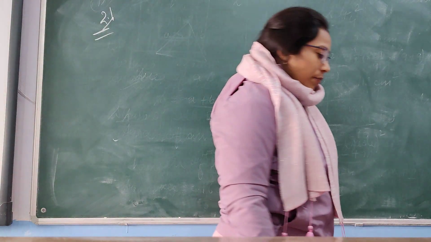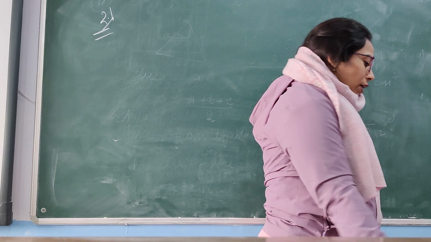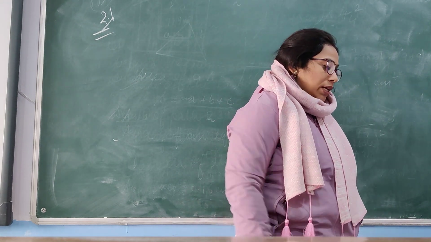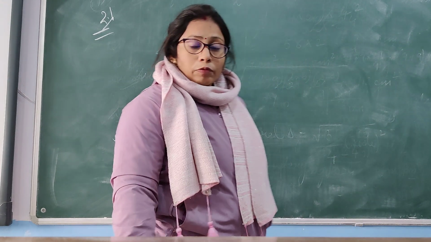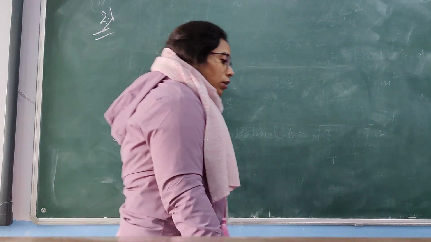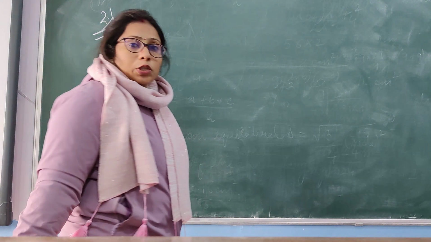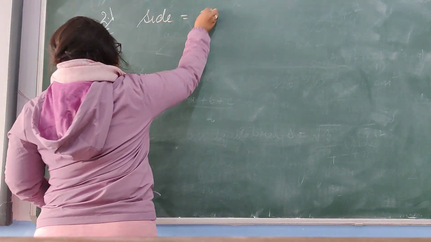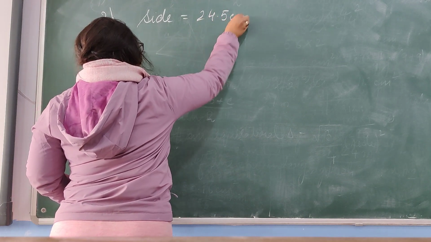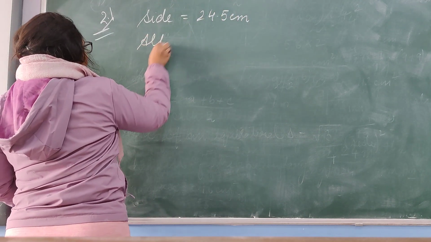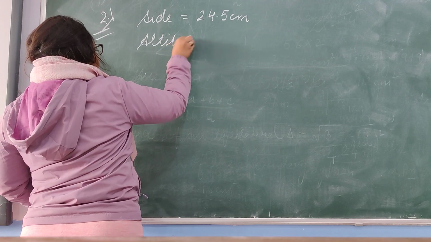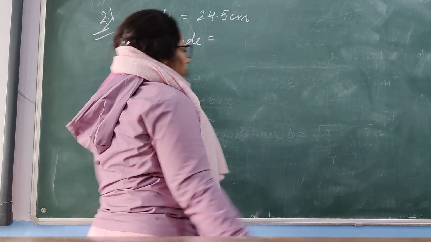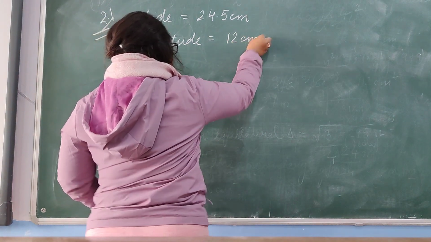Question number 2 says, if one side of a triangle is 24.5 centimeter and the corresponding altitude is 12 centimeter, find its area. We have to find out the area. One of the sides is given as 24.5. Altitude is given as 12 centimeter.